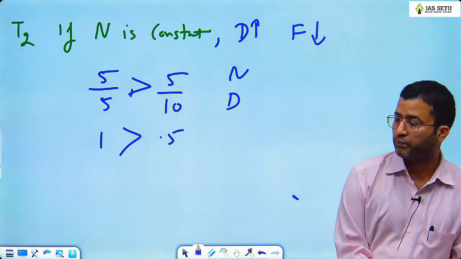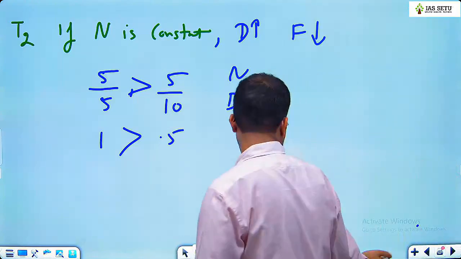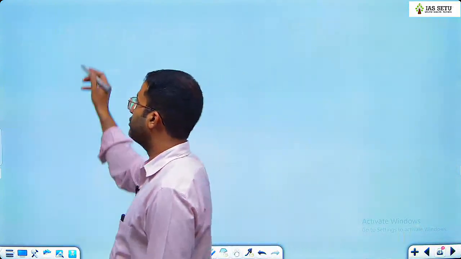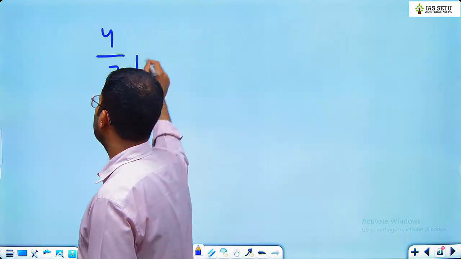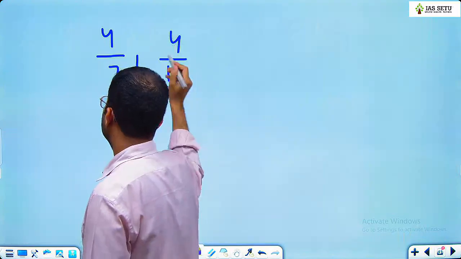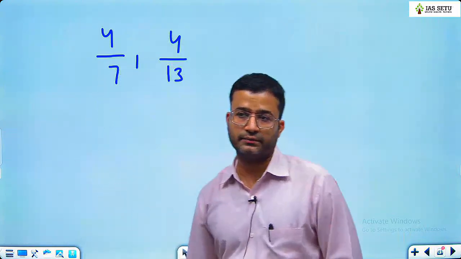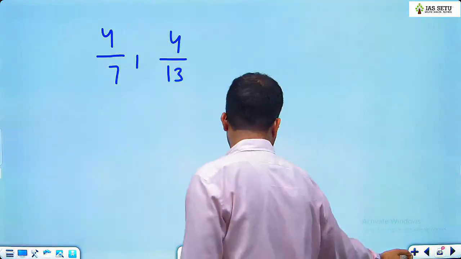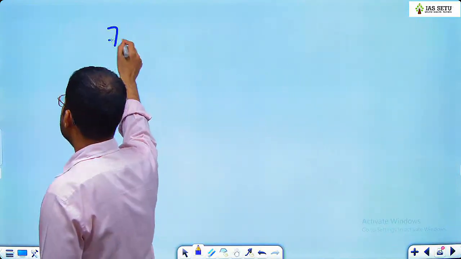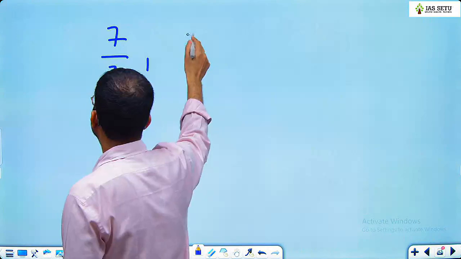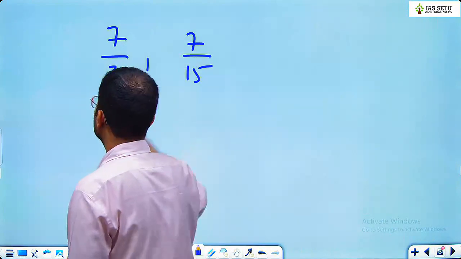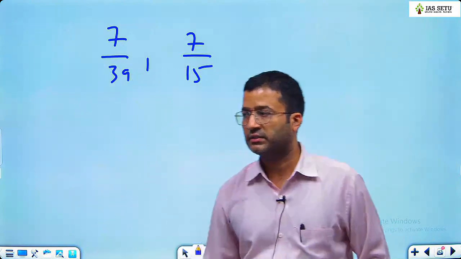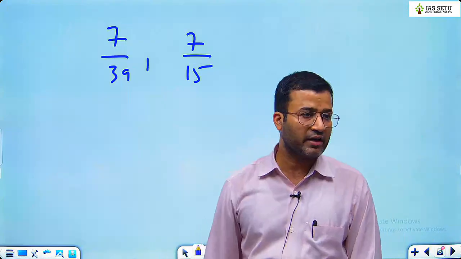Okay. Like if I ask you 4 by 7, 4 by 13, which one is larger? 4 by 7. 7 by 39, 7 by 15. Which one is larger? 7 by 15 is larger.